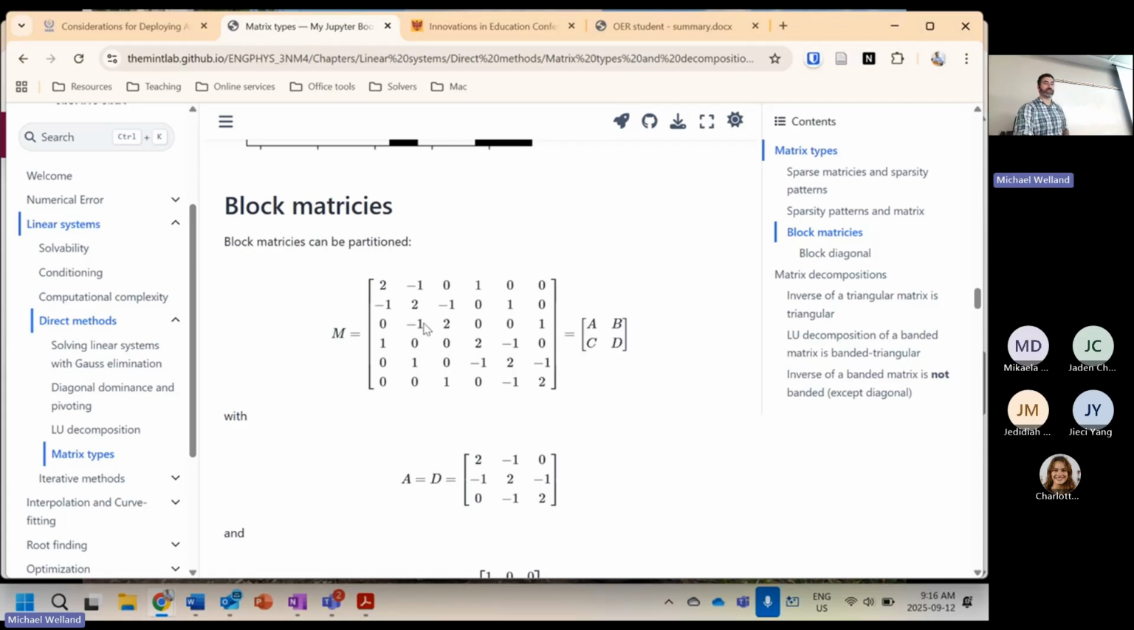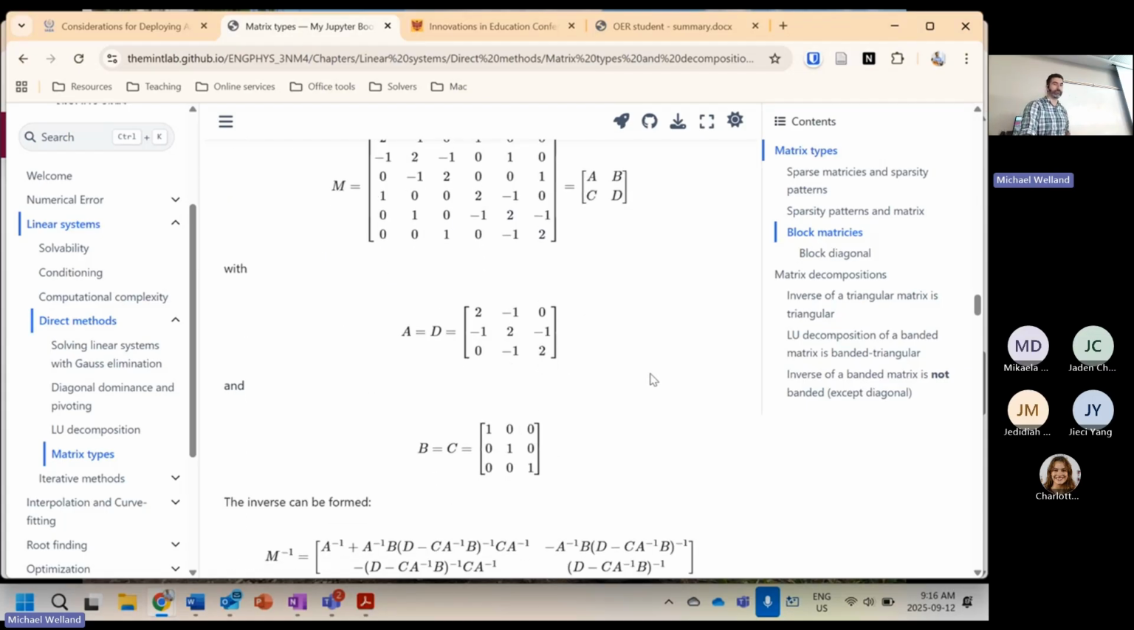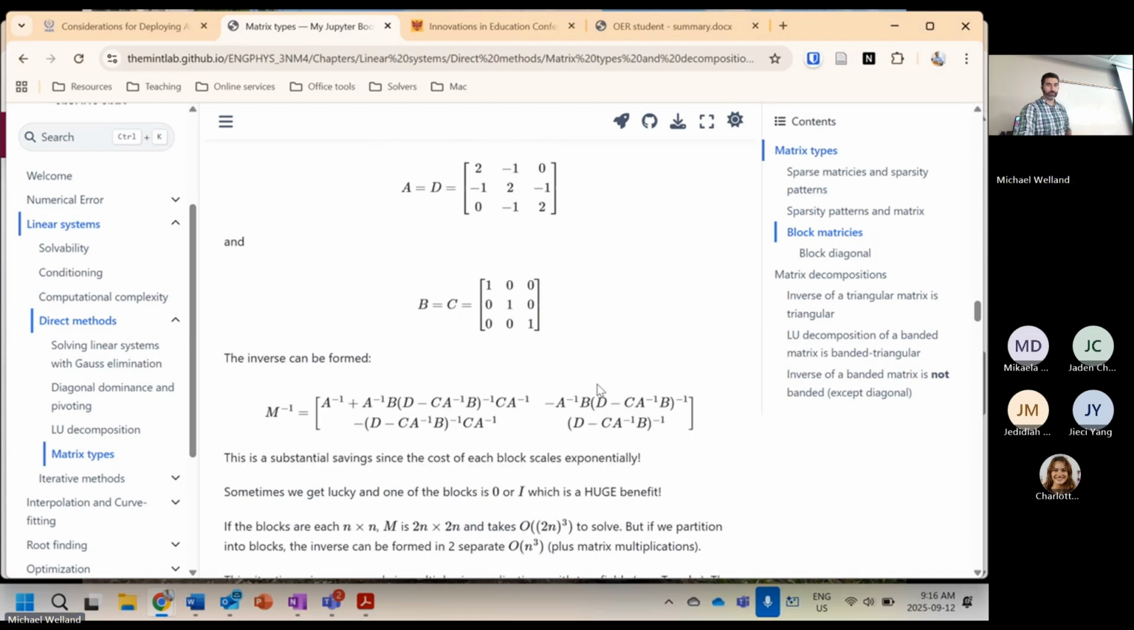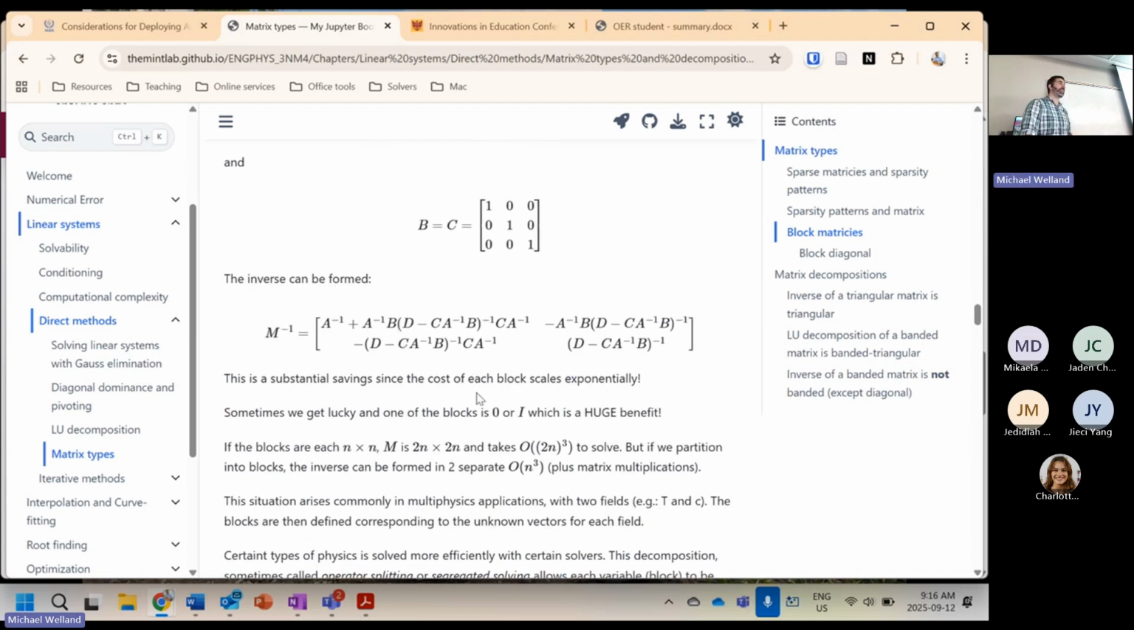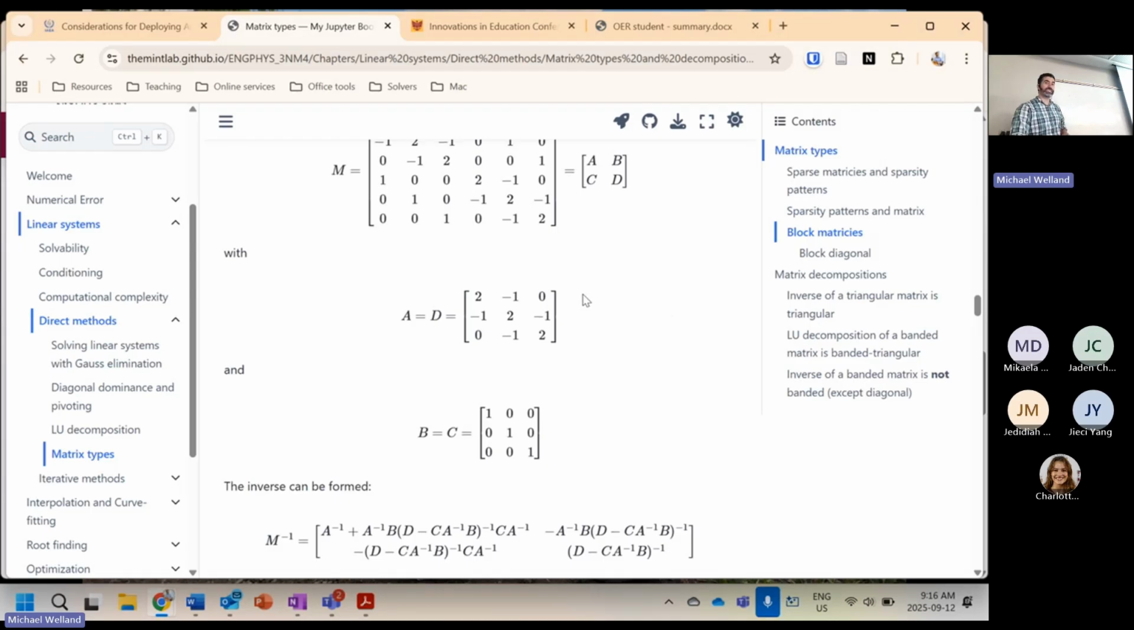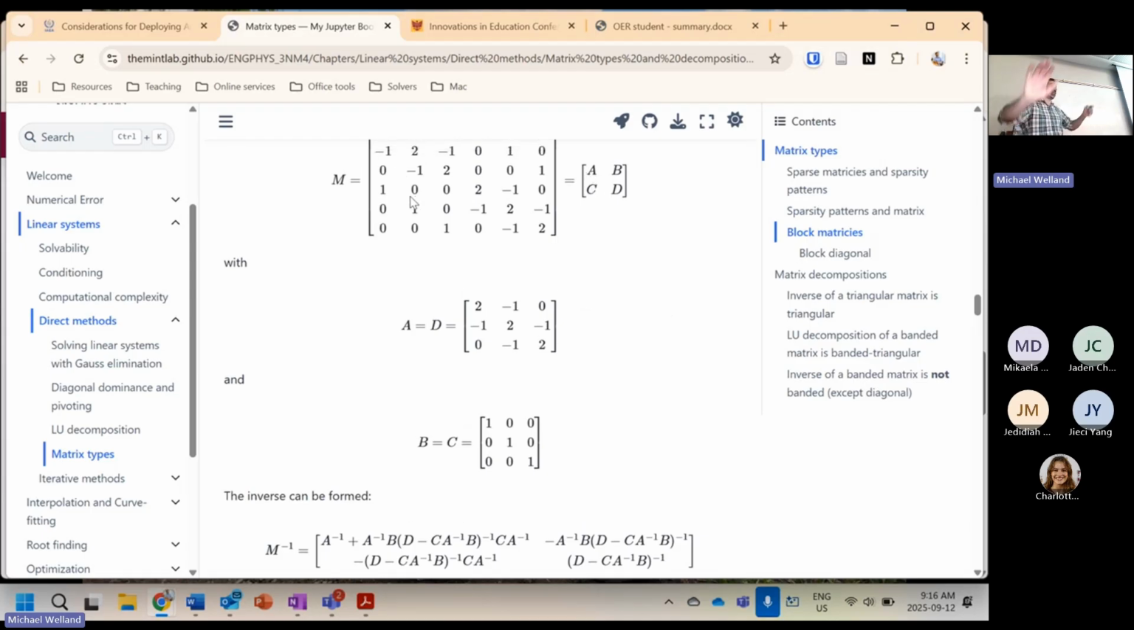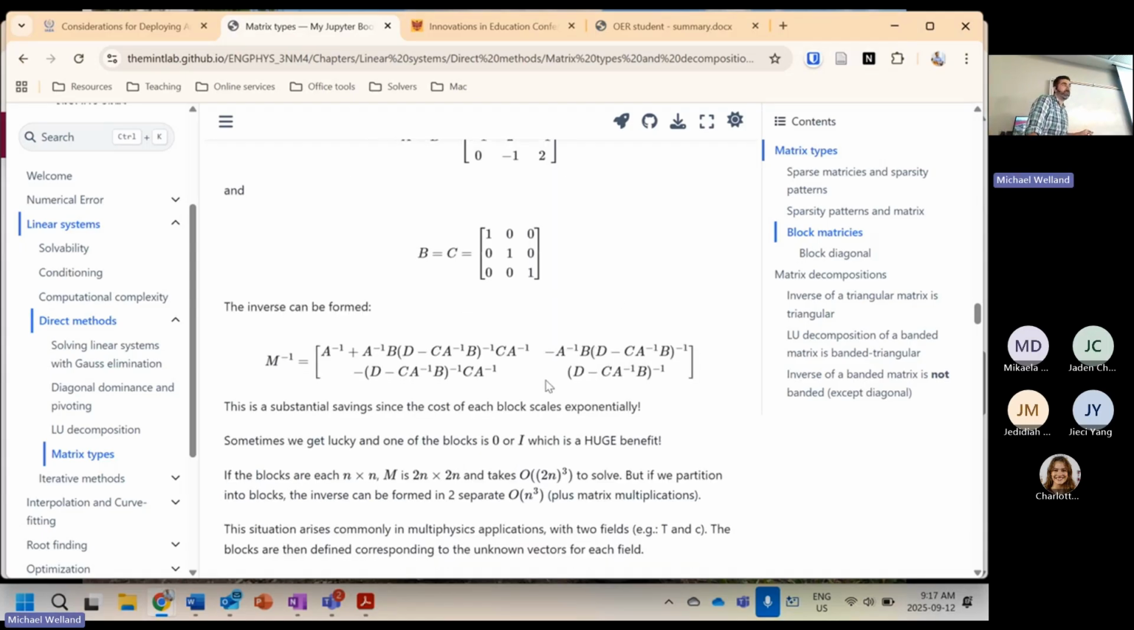So the idea is that you chunk this up and you break it into something like that. You can have a form for the inverse. You can invert a block diagonal matrix. This looks terrible. It looks nasty. But remember, every one of these submatrices A, B, C, and D, instead of M being 6 by 6, are all 3 by 3. And B and C are the identity. And A and D are actually the same. So you invert one of them, you've inverted all of them, right?